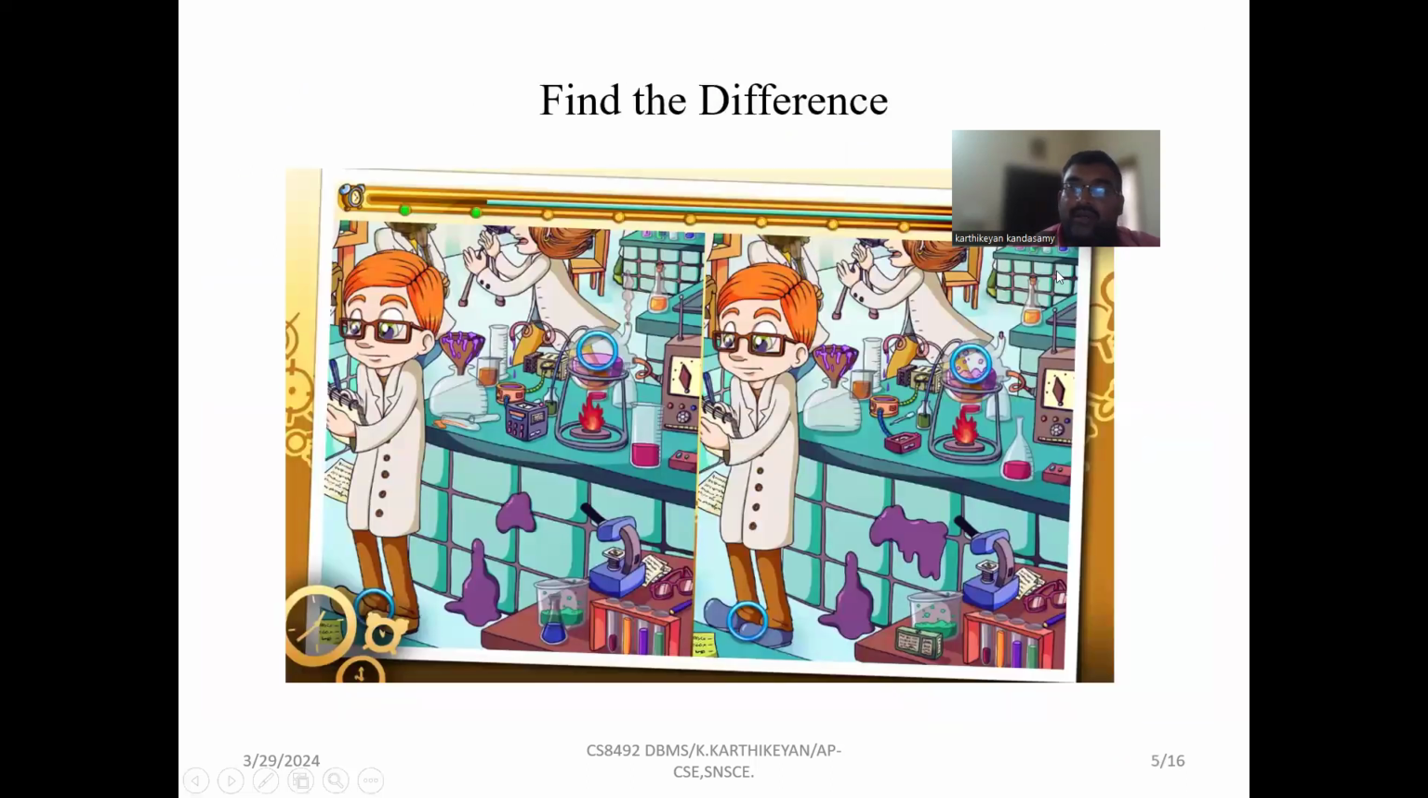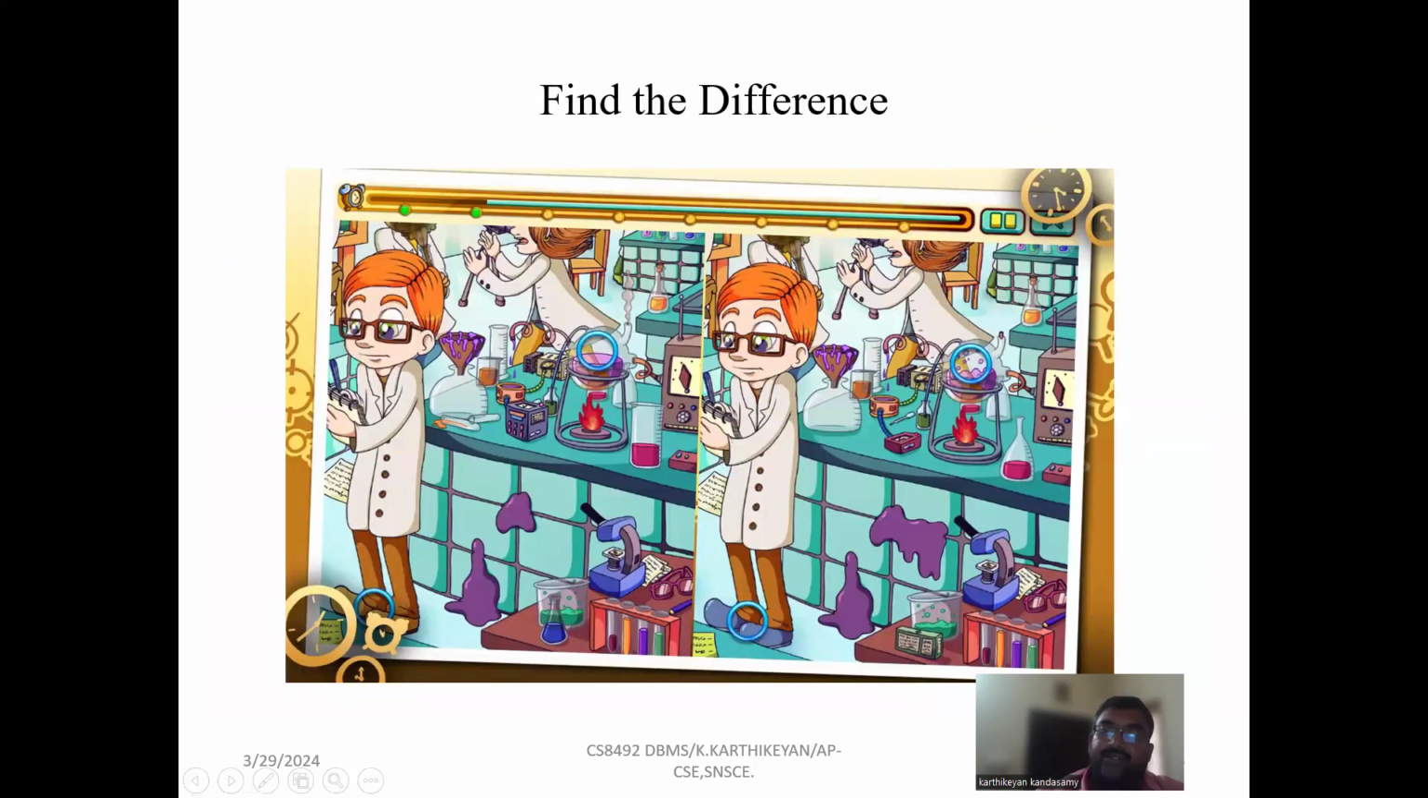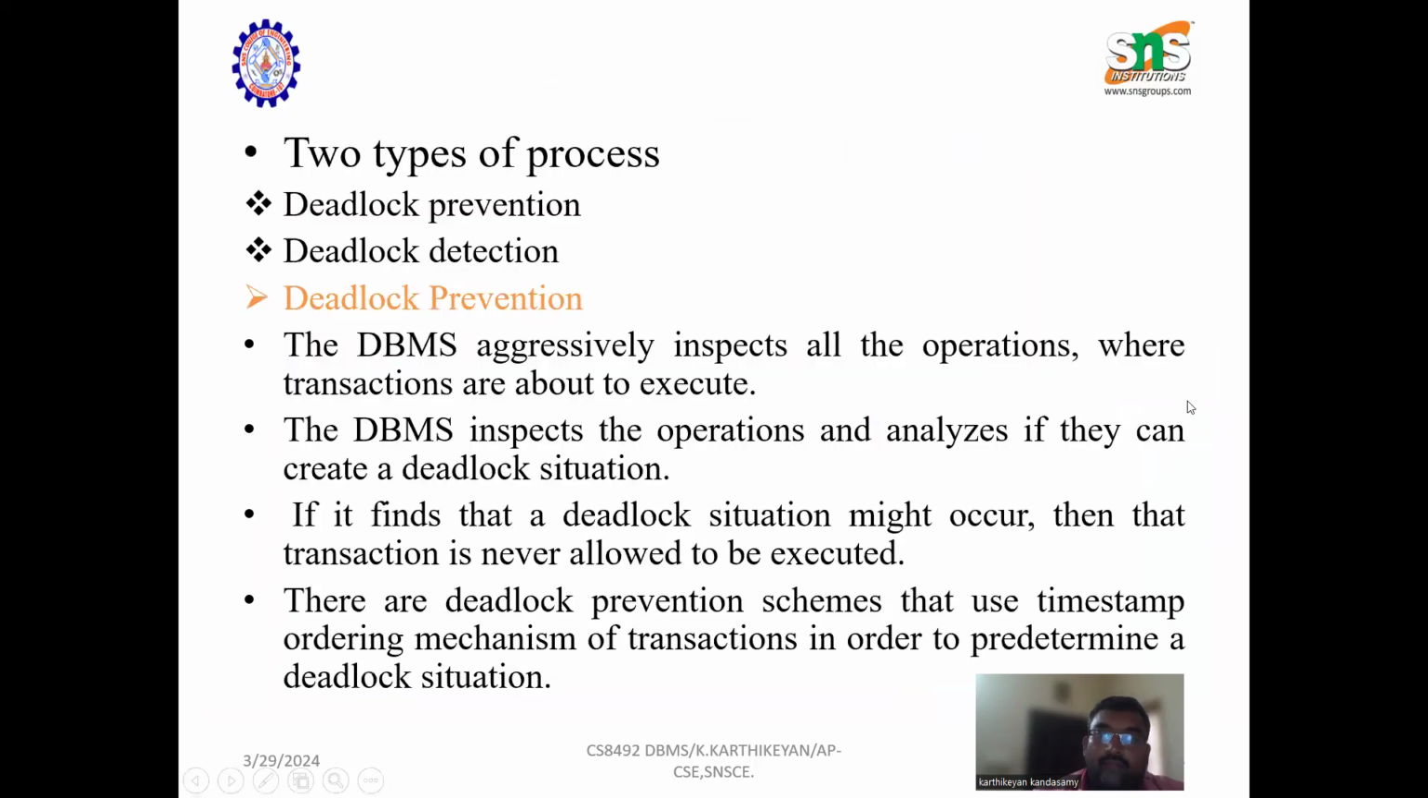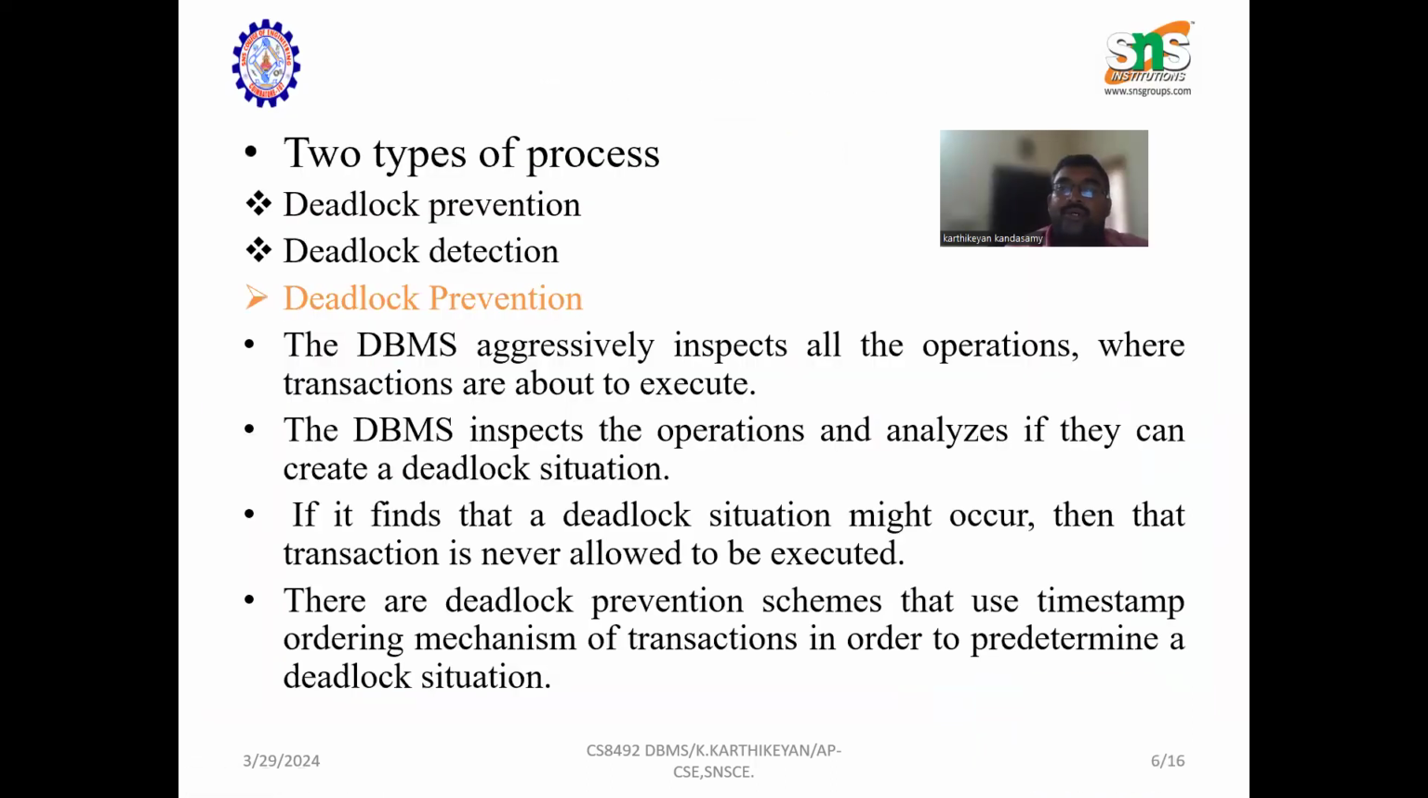So find the difference. Please, all of you find the difference between the two processes. There are two types of process: one is deadlock prevention, and another one is deadlock detection.